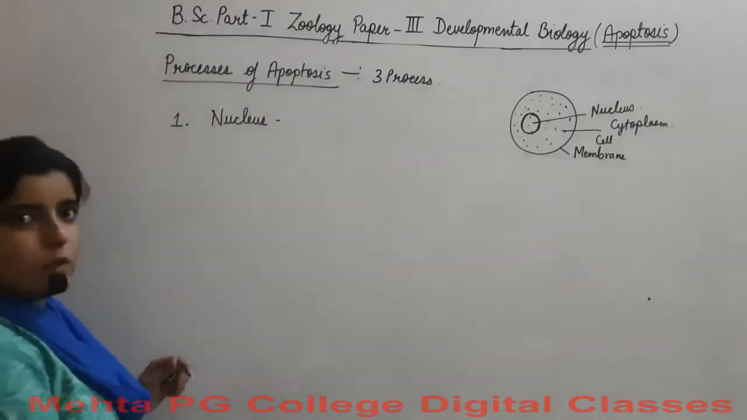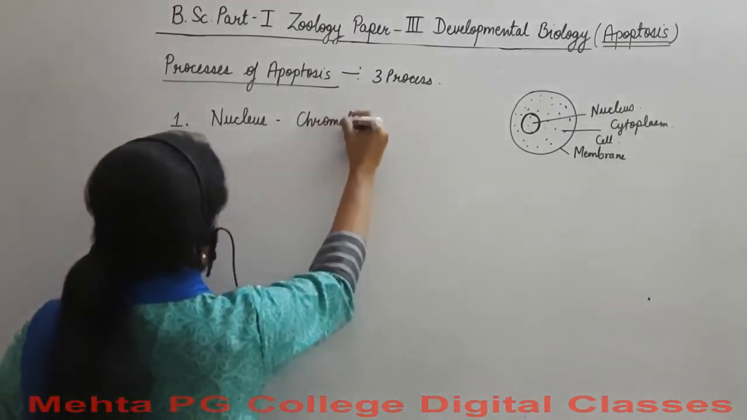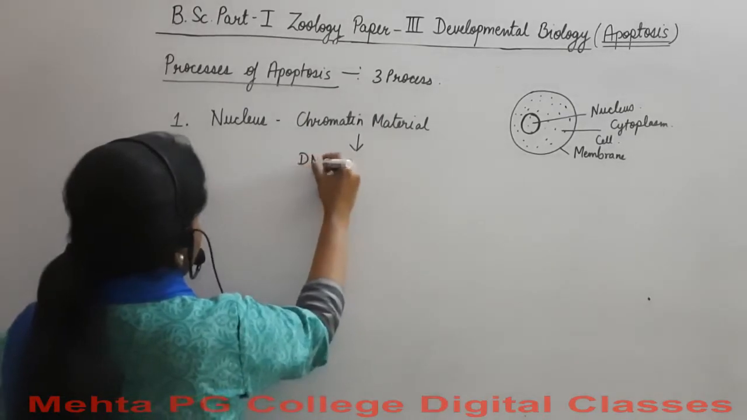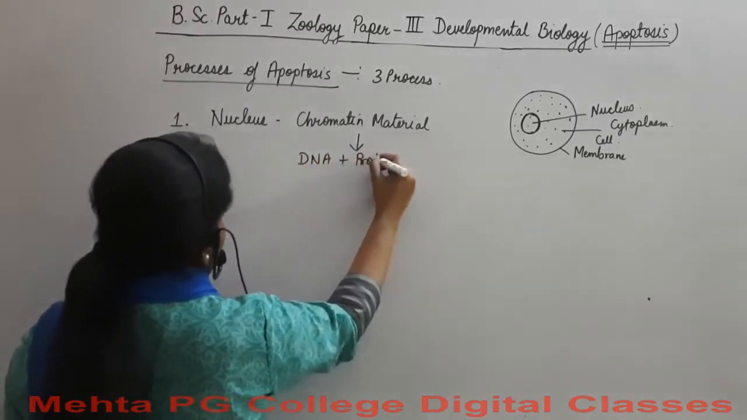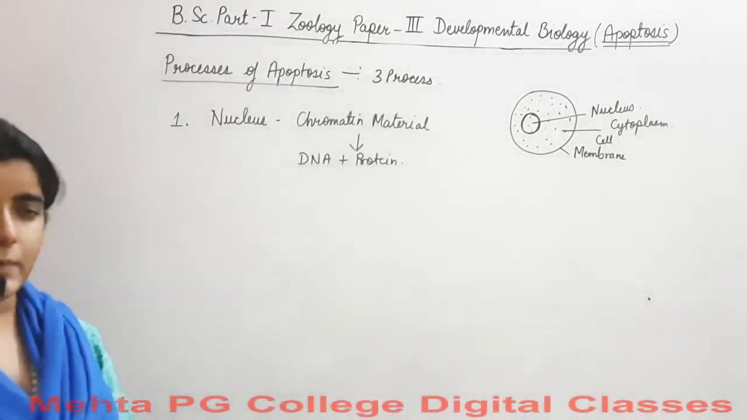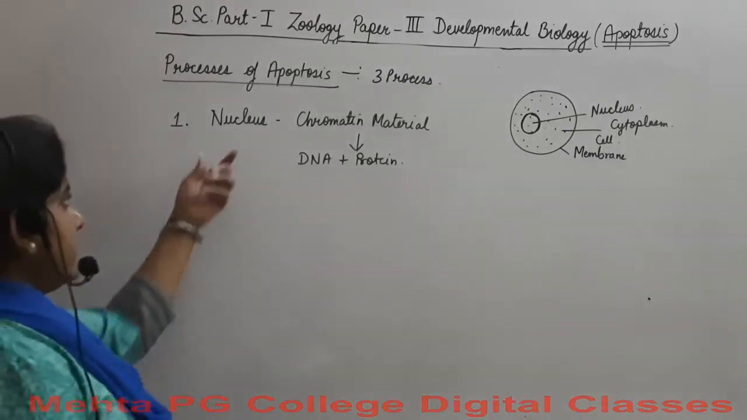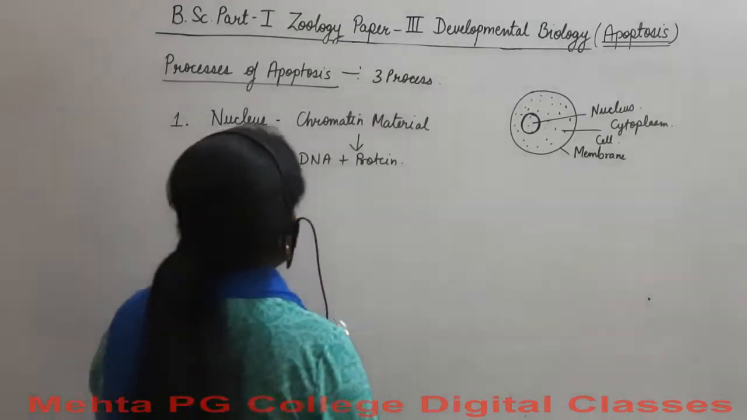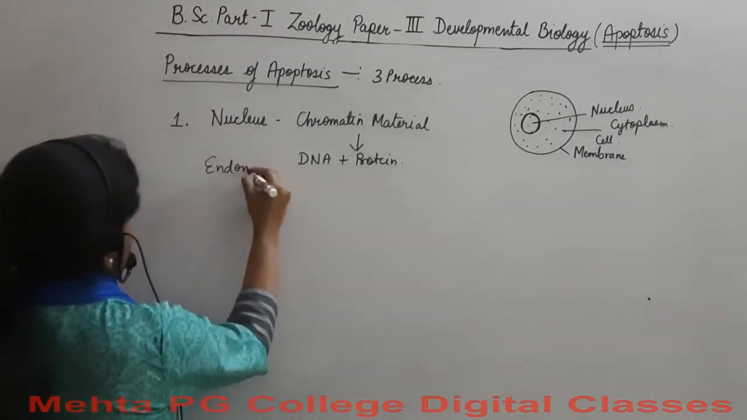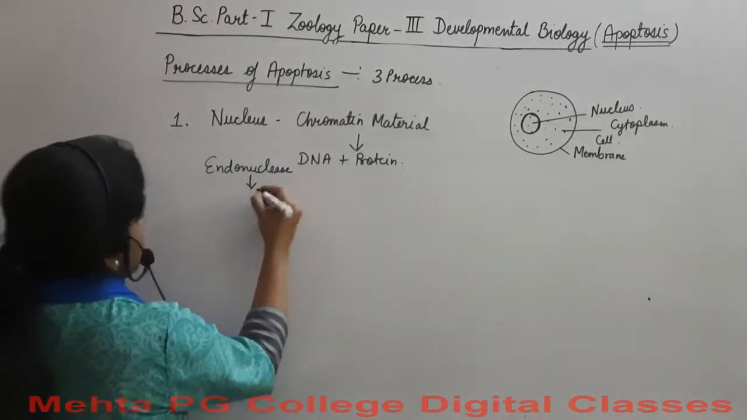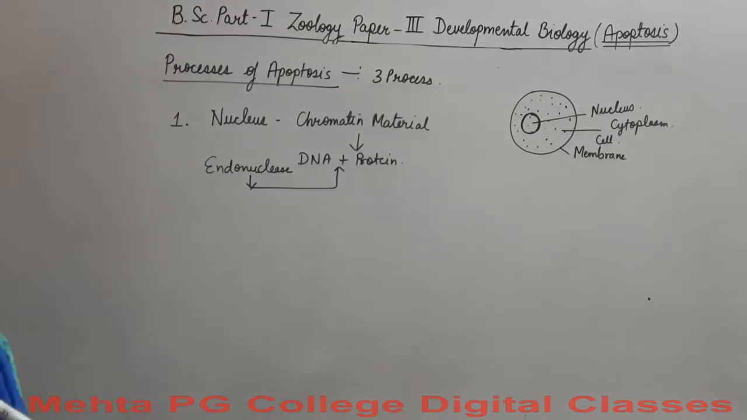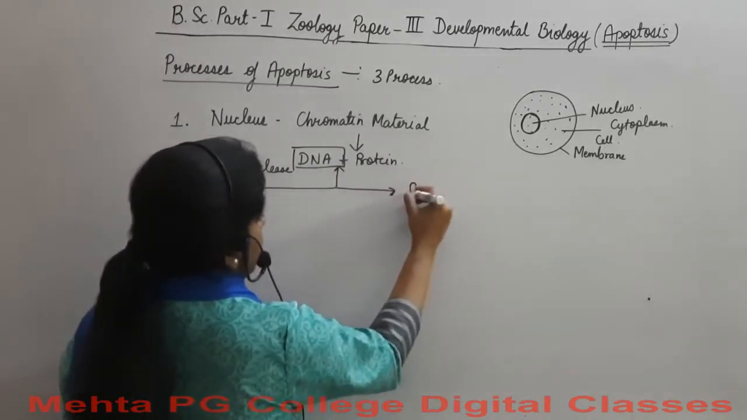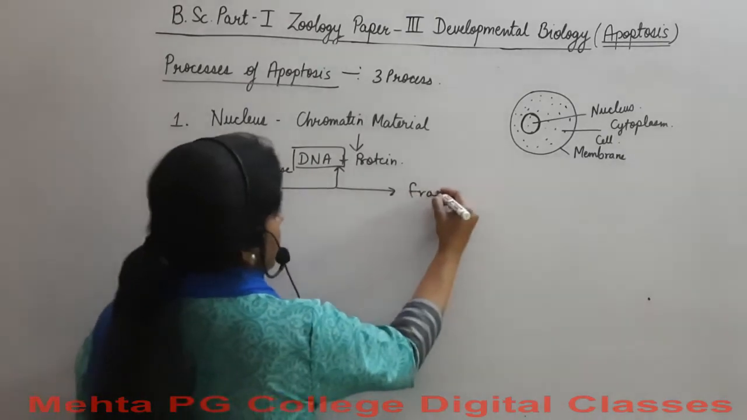The nucleus contains the chromatin material, right? Chromatin material is made up of DNA plus protein, a combination of DNA and protein, and the nucleus has this material. So what happens here is that one enzyme called endonuclease works on this DNA material and breaks it down, or we can say fragmentation of DNA occurs.